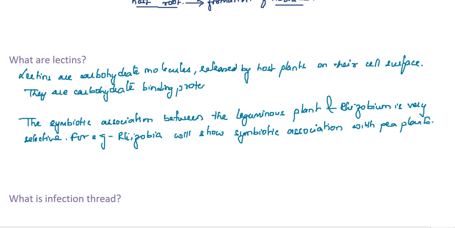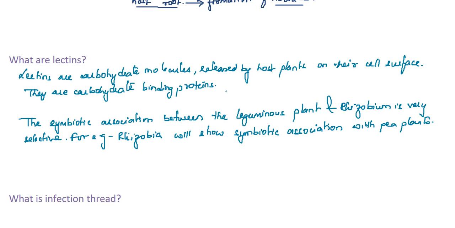Okay, so when the nod factors are released in the rhizosphere, these nod factors, which are lipo-chito-oligosaccharide in nature, will bind with the lectin molecules. If the binding is specific, then only the further process will start. Otherwise, the process will stop there and then.